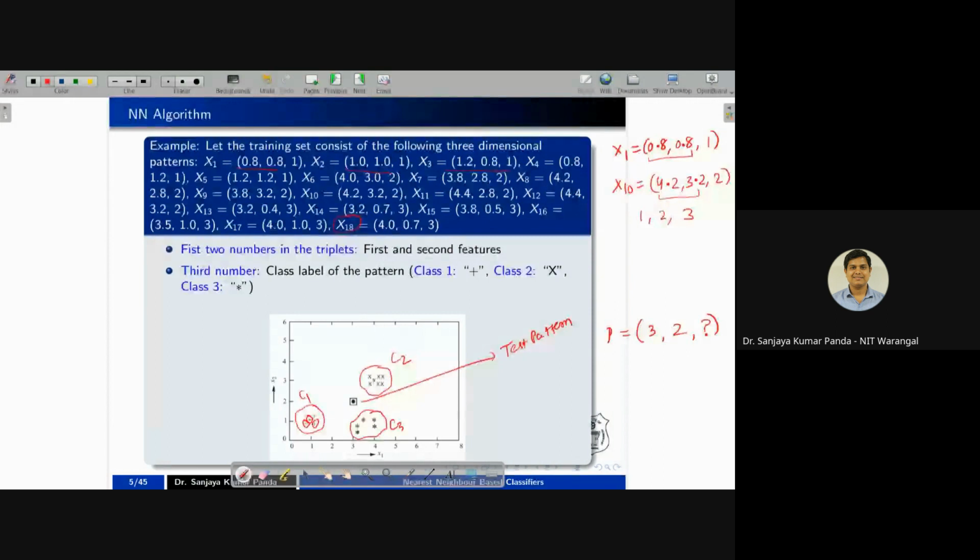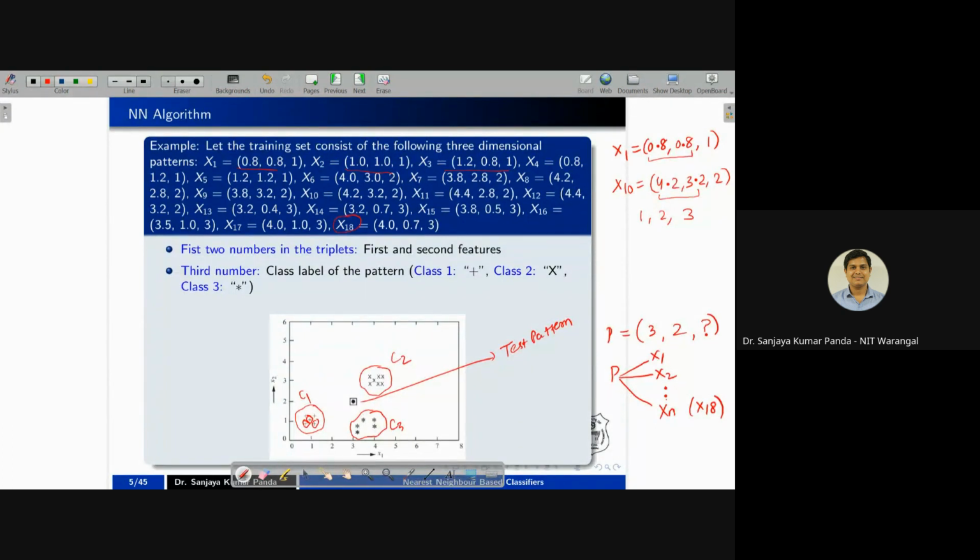In order to determine the class label, you have to find the distance from P to X1, compare the distance from P to X2, and similarly the distance from P to Xn. In our example case, it is X18. And how to compare? There are different types of distance measures. You can go for Euclidean distance, Manhattan distance, or Mahalanobis distance.